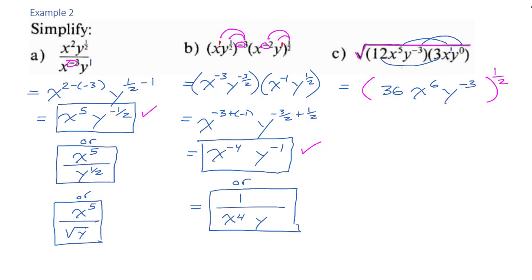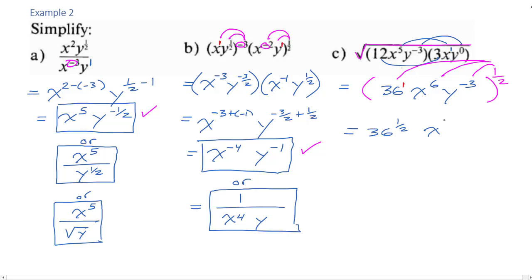All right, now let's apply that 1/2 to each of these, right? So 36 to the 1/2. Don't forget, the 36 has an invisible 1 on him too, right? So this is 36 to the 1/2, 1/2 times 1. 6 times 1/2, well, 1/2 of 6 is 3. And that should be a y. And y, -3 halves, right? -3 times 1/2. All right, so how can we clean this up?